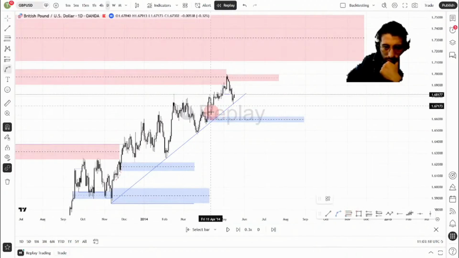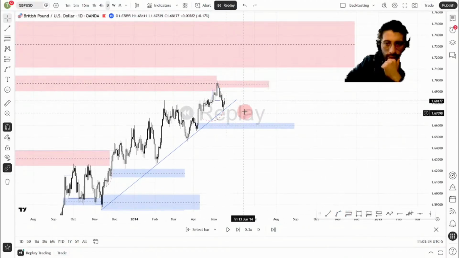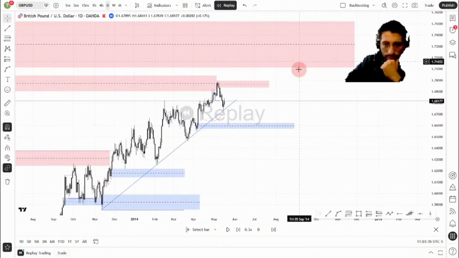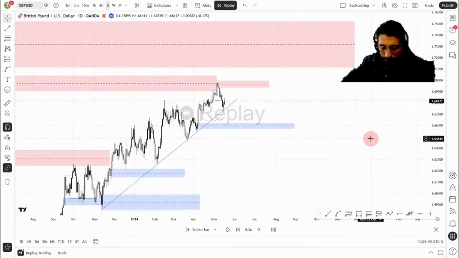Why? Because all of this liquidity is trapped here. Let's see. It can go down, enter here, push up, and continue with the uptrend, or just enter here and continue with the downtrend. Let's see what actually happens.